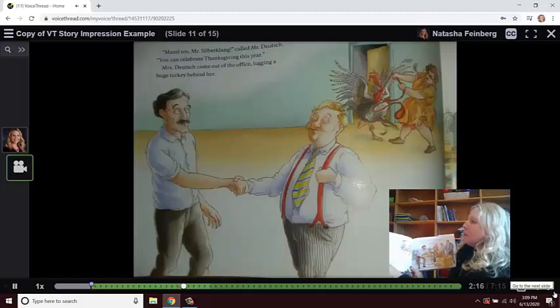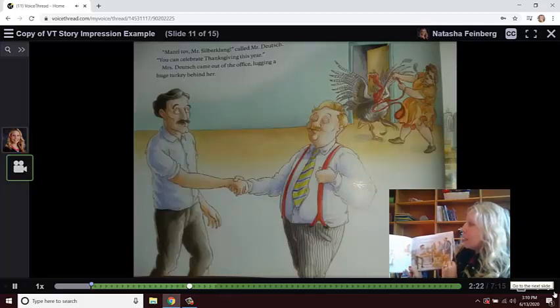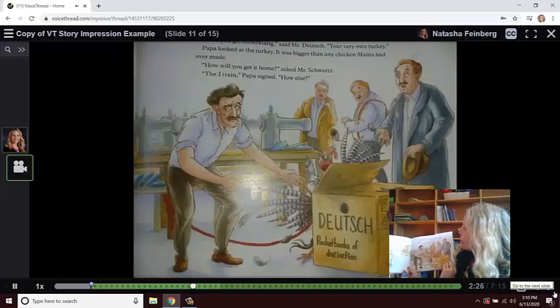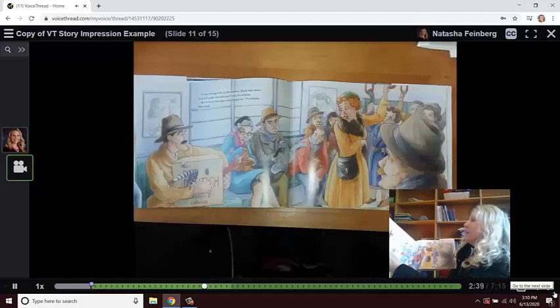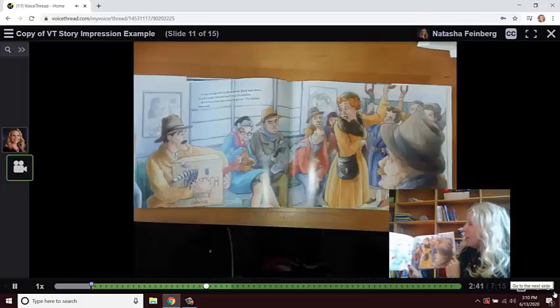"Mazel tov, Mr. Silberklein," said Mr. Deutsch. "You can celebrate Thanksgiving this year." Mrs. Deutsch came out of her office lugging a huge turkey behind her. "Here you go, Silberklein," said Mr. Deutsch. "Your very own turkey." Papa looked at the turkey. It was bigger than any chicken Mama had ever made. "How will you get it home?" asked Mr. Schwartz. "The J train," Papa sighed. "How else?"